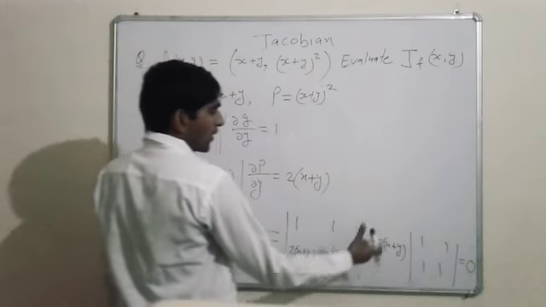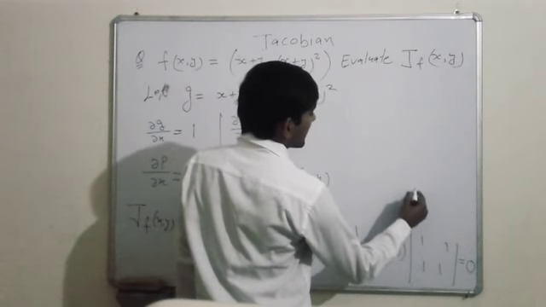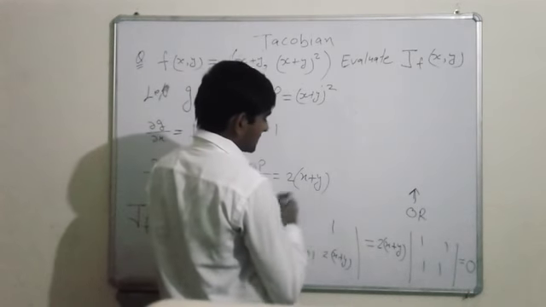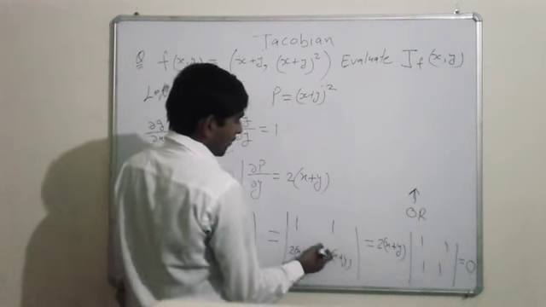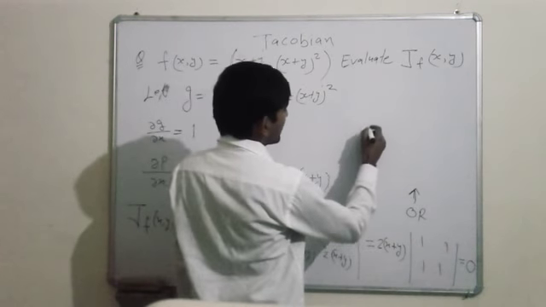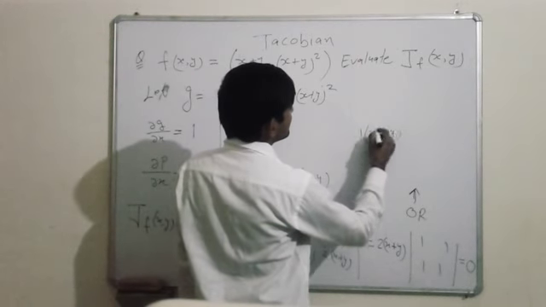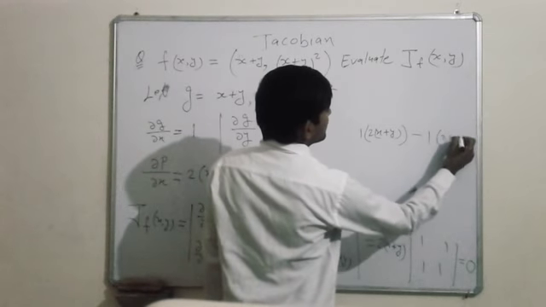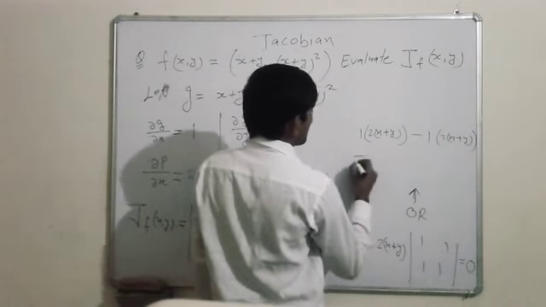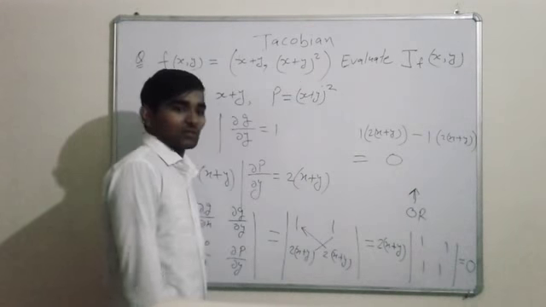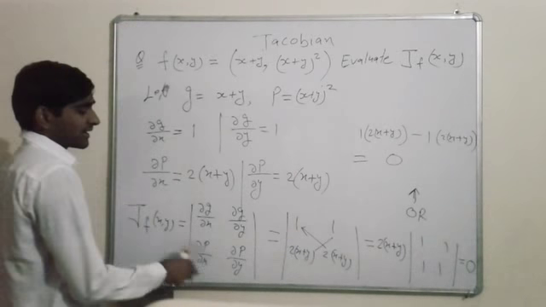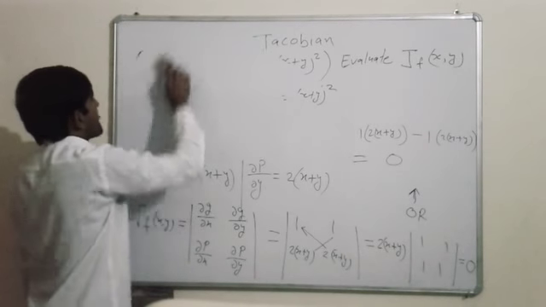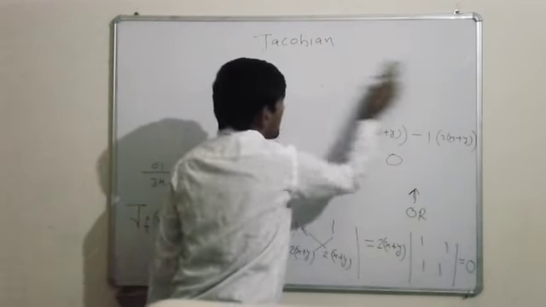Or in another case, we can find it by cross multiplication. 1 into 2 into x plus y minus 1 into 2 into x plus y. This is all the same, and this also becomes 0. So we can use another method, that is the direct determinant. Thus the Jacobian is 0.